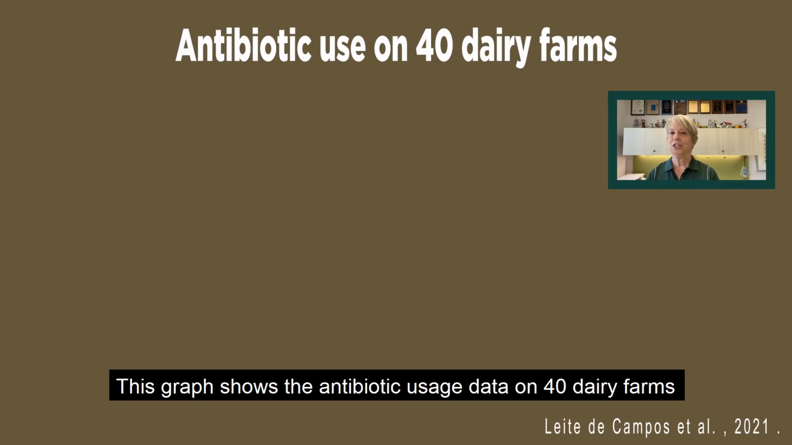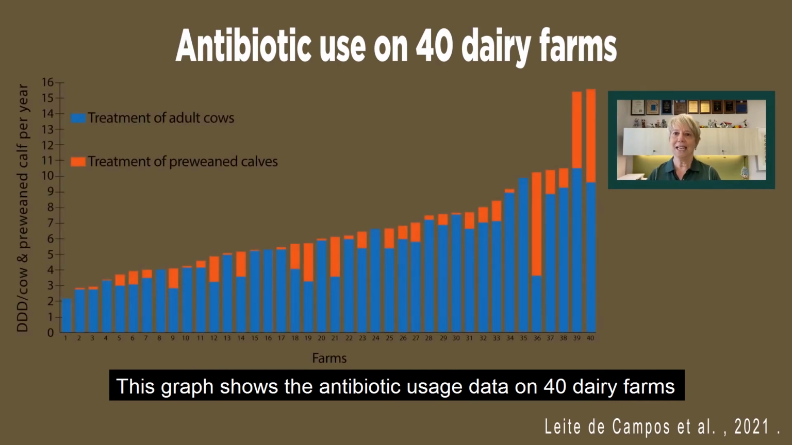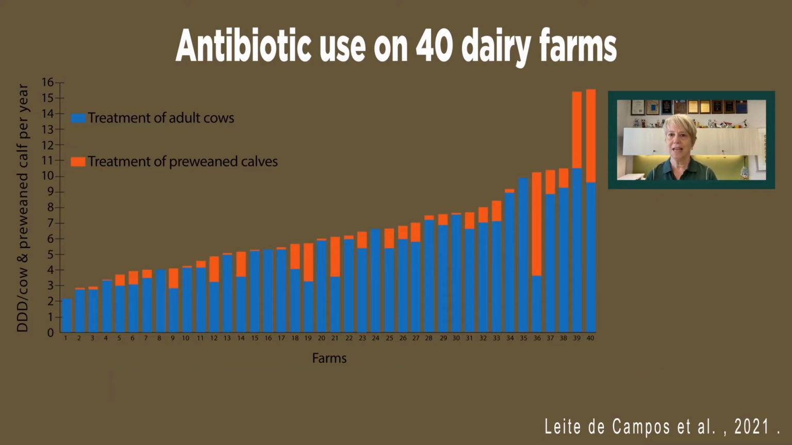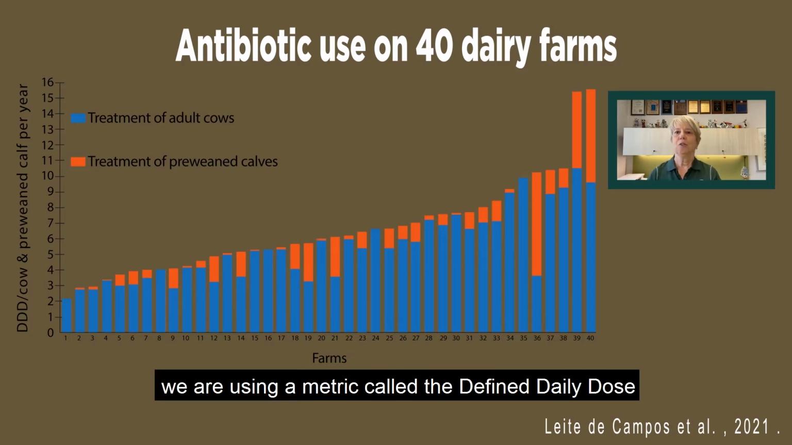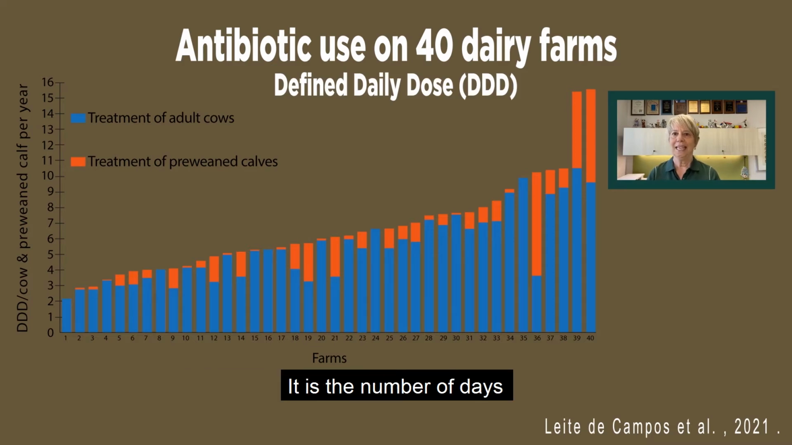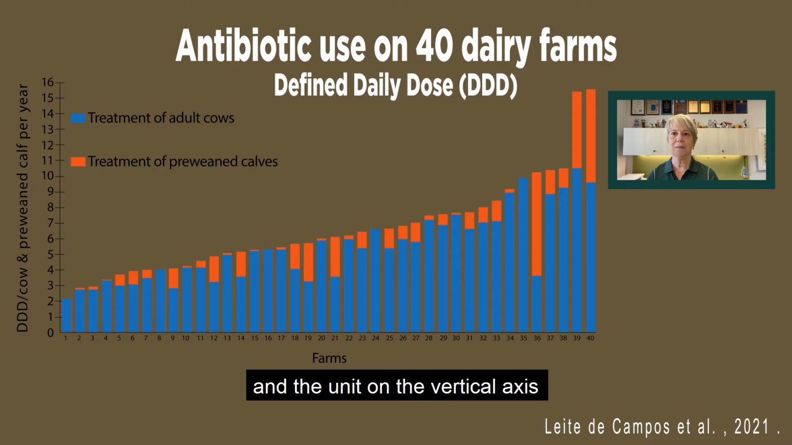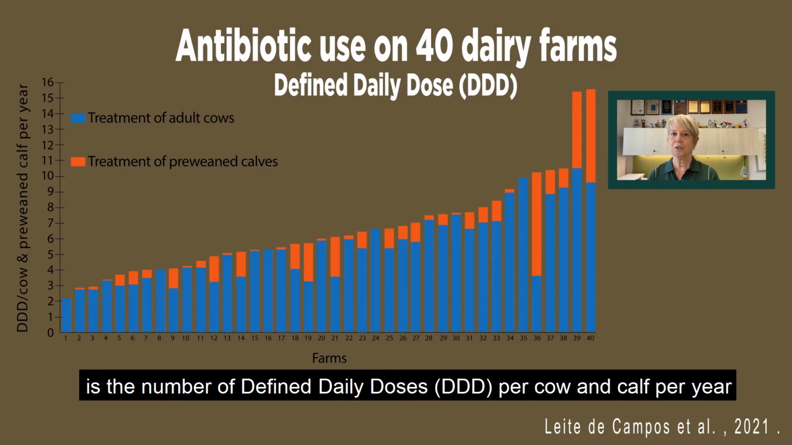This graph shows the antibiotic usage data on 40 dairy farms located in the upper Midwest of the US. On the vertical axis, we are using a metric called a defined daily dose. It is essentially the number of days that an average animal is receiving antibiotics, and the unit on the vertical axis is the number of defined daily doses per cow and calf per year.